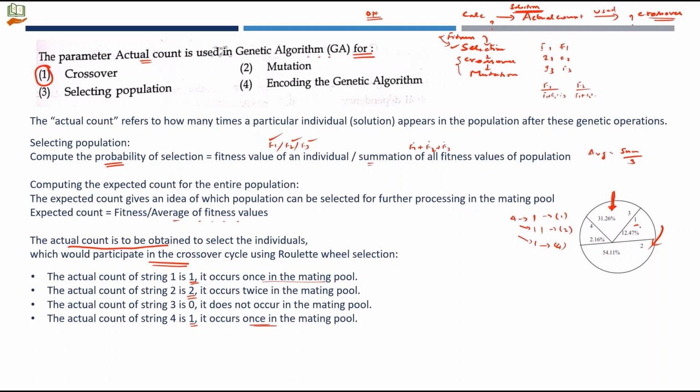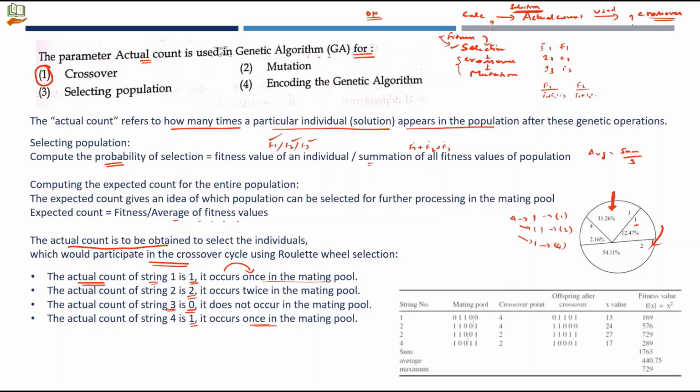Which individual did not have any chance in this wheel selection? Individual 3 did not have any chance. Whenever they rolled the wheel, string 1 occurred, string 2 occurred and string 4 occurred, but string 3 never occurred. It means the value is 0. What does 0 mean? It does not occur in the mating pool. Based on the actual count number only, they are deciding how many times it will occur in the mating pool. How many times a particular individual or a solution appears in the population is called actual count. This comes after the selection operation.